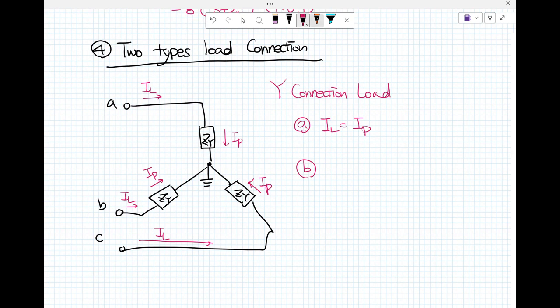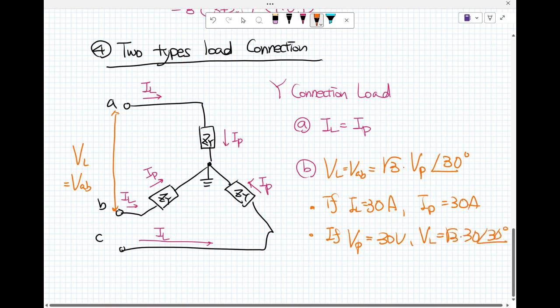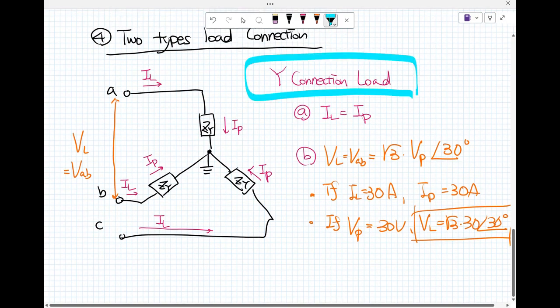But the line voltage V sub AB, that was from chapter 3, is root 3 times the phase voltage at 30 degrees. So if I sub L is 30, I sub P is 30. If V sub P is 30 volts, the line voltage is root 3 at 30 degrees. Like this one, just for the Y connection load case.